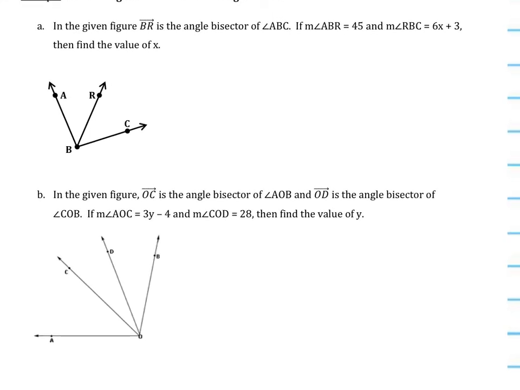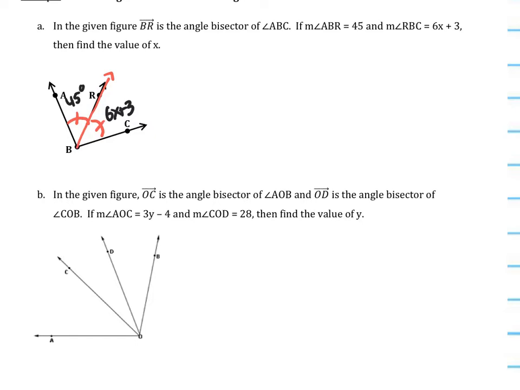Okay. In the given figure, BR is the angle bisector of angle ABC. So immediately I want to go to my figure and label what that means. BR is my bisector, which means the two little angles on either side are congruent. Now we can continue. If the measurement of angle ABR is 45, go ahead and put 45 degrees there, and the measurement of angle RBC is 6x plus 3, find the value of x.